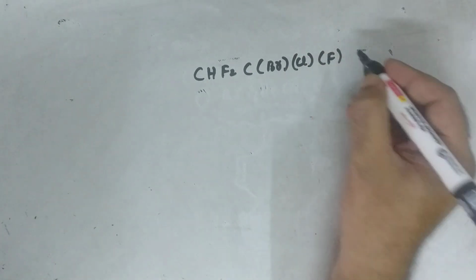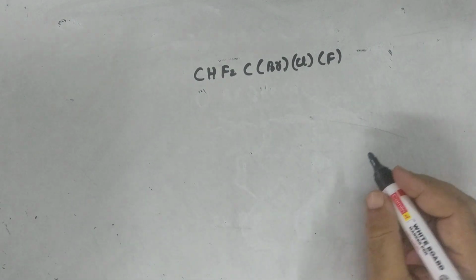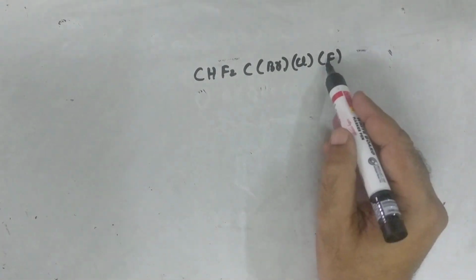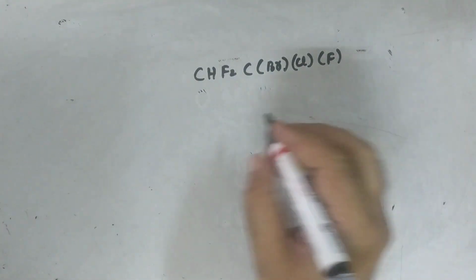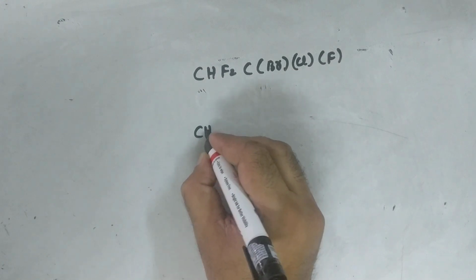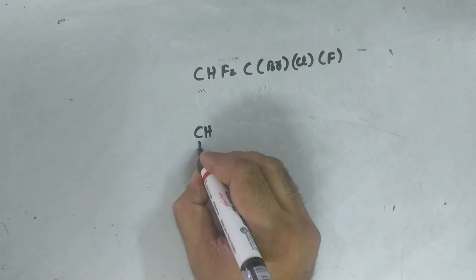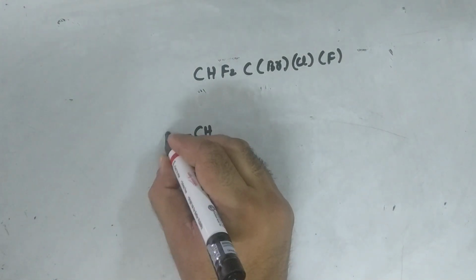So this compound is to be named. It has a large number of halogen atoms. Let's see how many halogen atoms it contains. 1, 2, 3, 4, 5. 5 halogen atoms it contains. So it's a polyhalogen compound. Let's expand it.